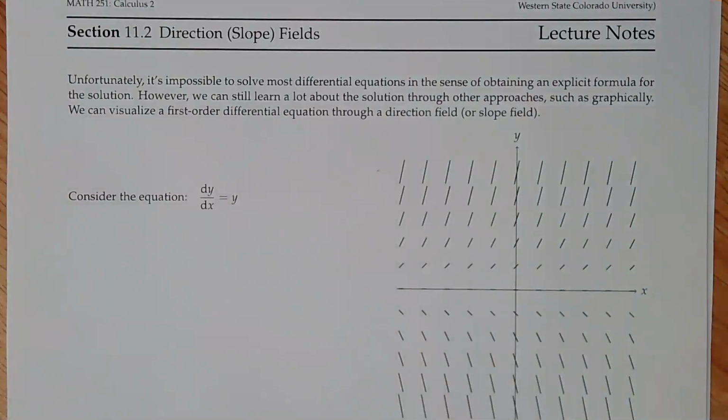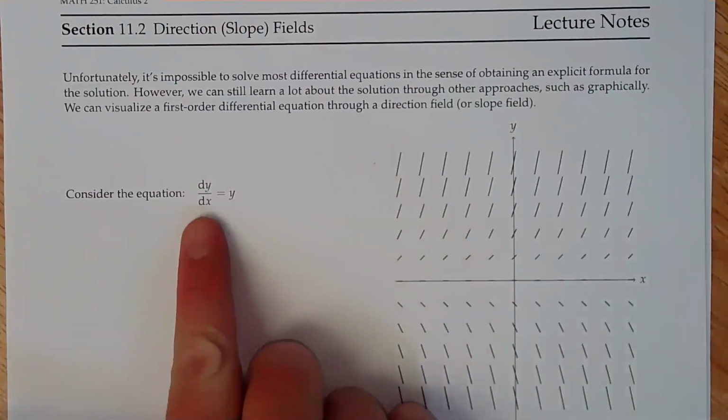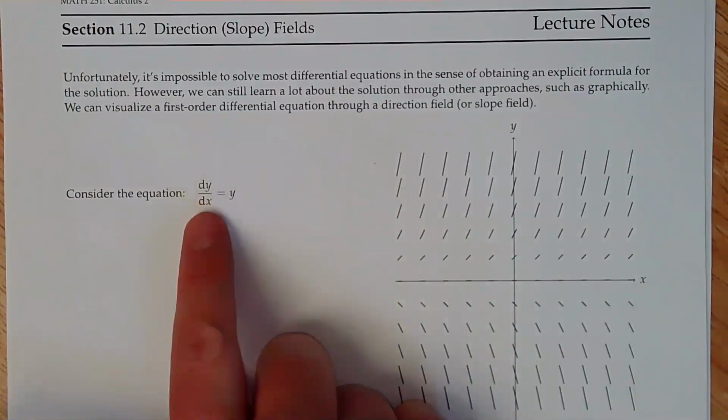Okay, so we've looked at differential equations, solving them analytically using separable equations. We've looked at a numerical approach using Euler's, and now I want to look at a graphical approach. So these are called direction or slope fields. And basically the idea is, recall that dy/dx is the slope of the tangent line.